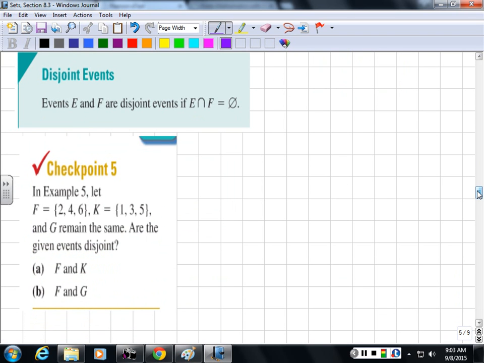So given that definition, let's look at checkpoint number 5. In example 5, let F be equal to the set {2, 4, 6}, and K be equal to the set {1, 3, 5}. Basically, we're talking about a fair 6-sided die. Okay?